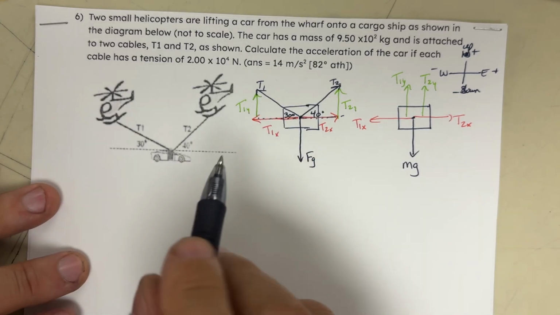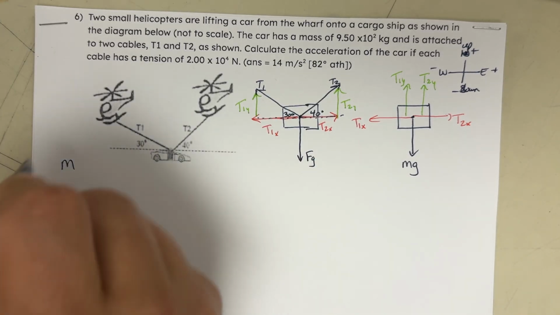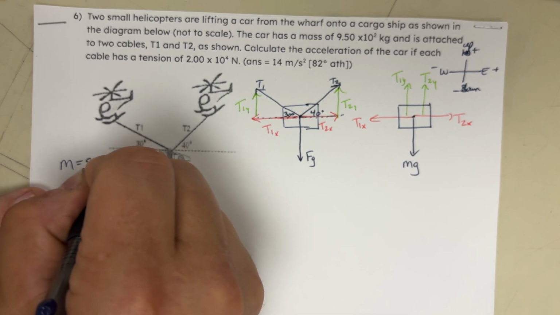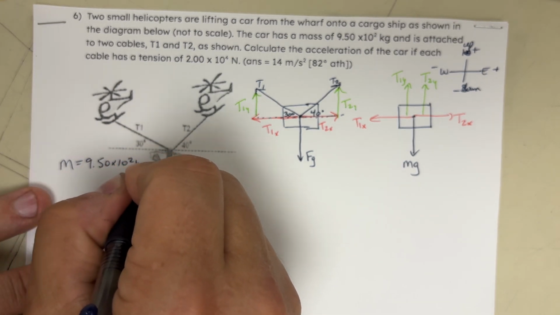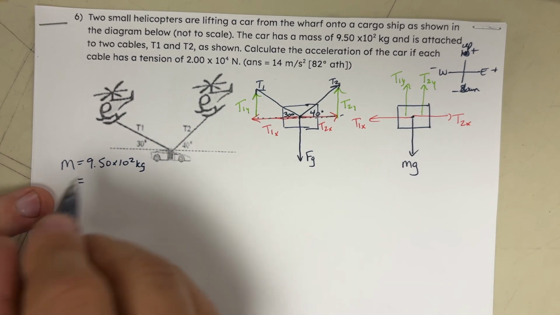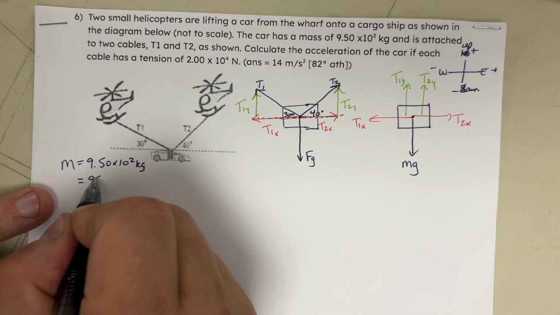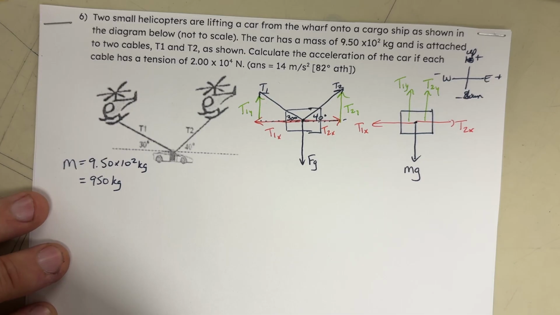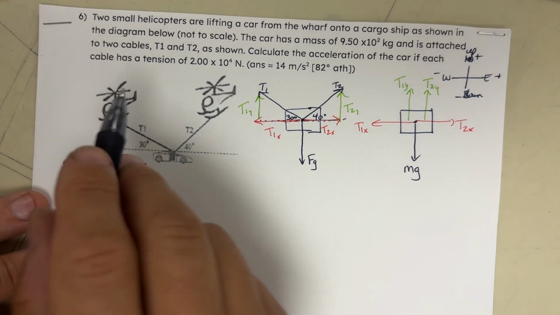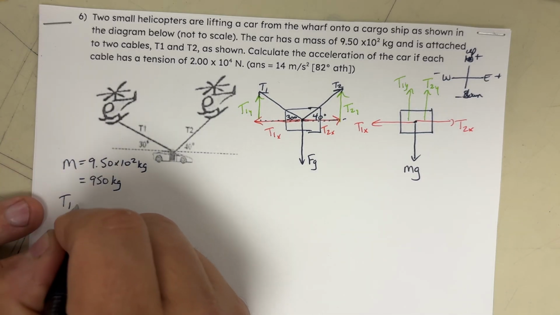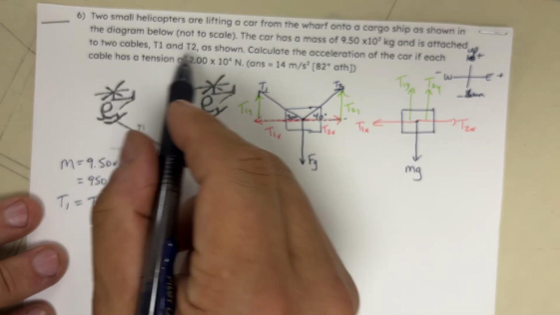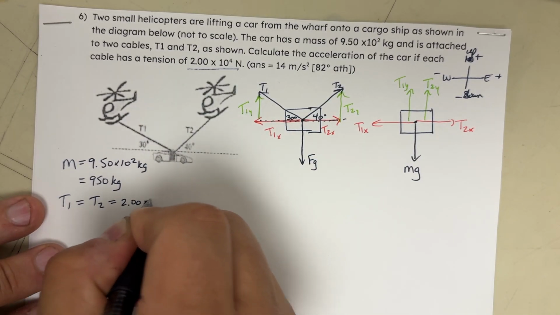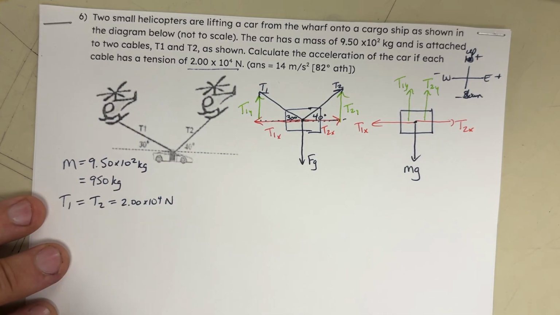The car has a certain mass, so the mass of the car is, where is it? 9.50 times 10 to the 2 kilograms. If you don't want to deal with significant digits, that's 950 kilograms. It's not that much, actually. It's a pretty light car. And there's two cables here. So we have T1, and they actually equal each other. Both of the tensions equal 2.00 times 10 to the 4 newtons.